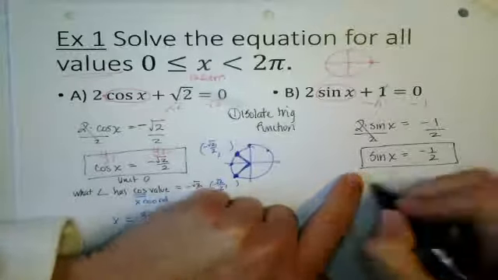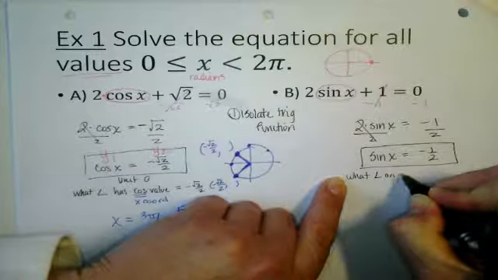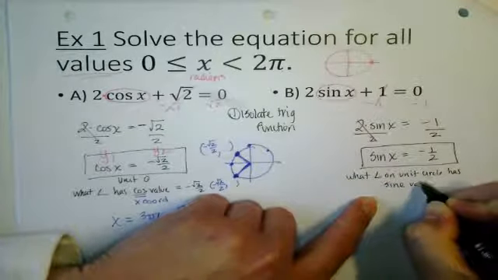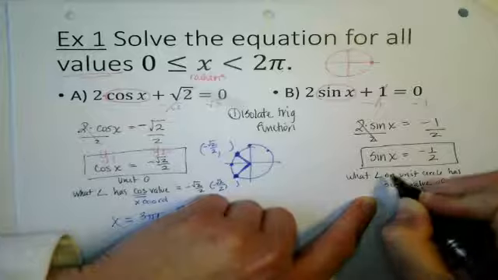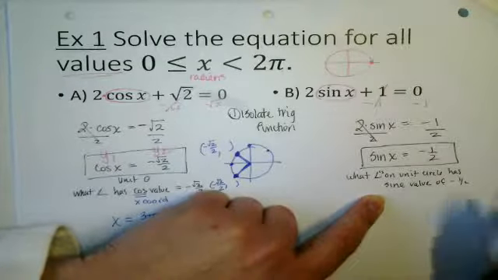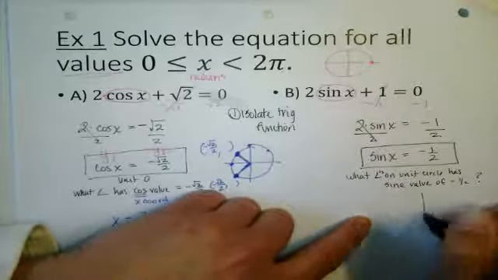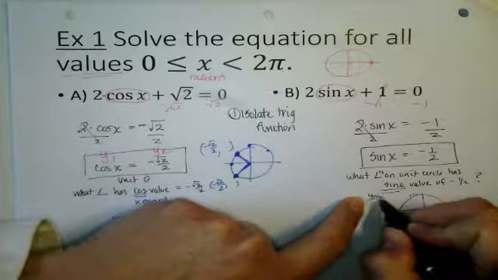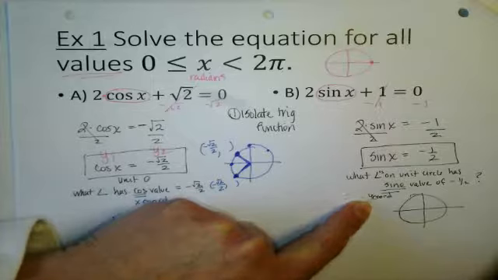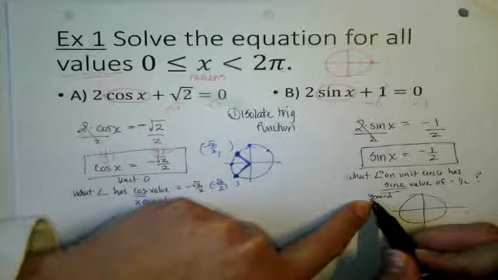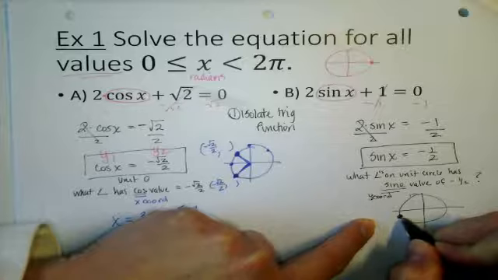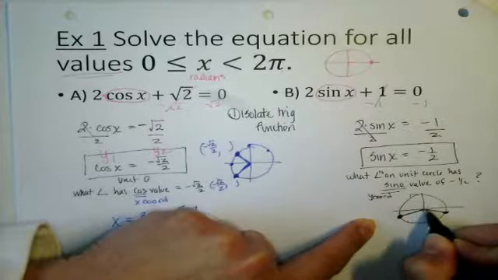And it asks the question, what angle on the unit circle has a sine value of negative 1/2? And it's angles. There's usually more than one. So we're going to look at our unit circle, circles and dots here. The sine value is the y coordinate on my unit circle. So I'm interested in my y values on that unit circle that are negative 1/2. Well, y values are negative right here in quadrant 3 and right here in quadrant 4.